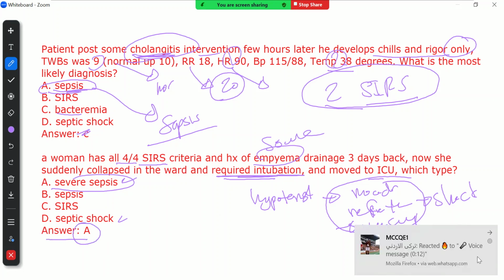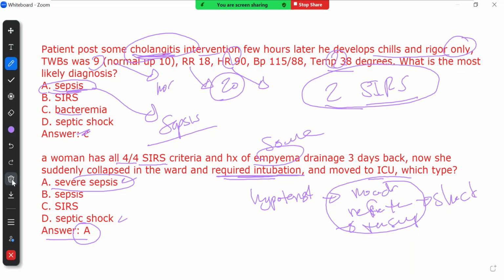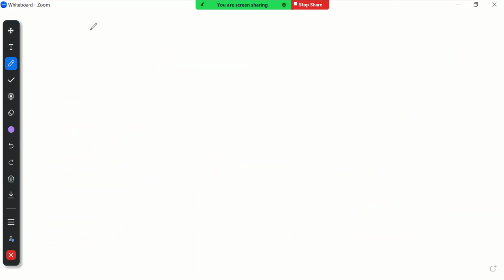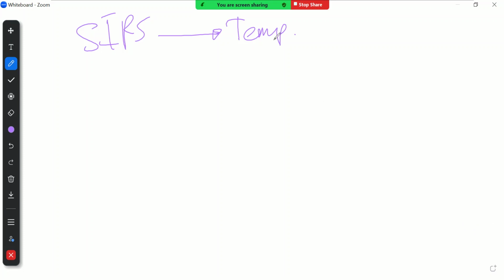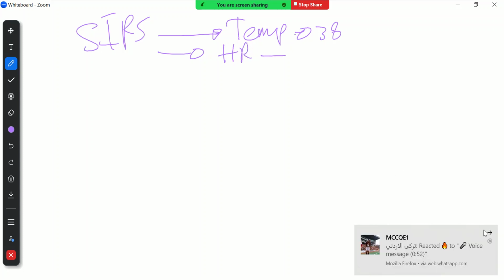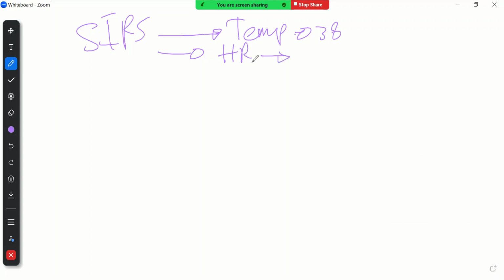So let's review all the differences between the four of these. First of all, SIRS: temperature more than 38 or below 36. Another one, heart rate more than 90. I think it is only more than, not equal.